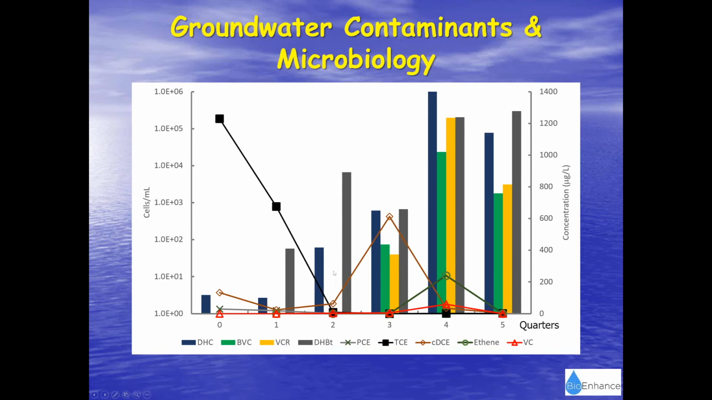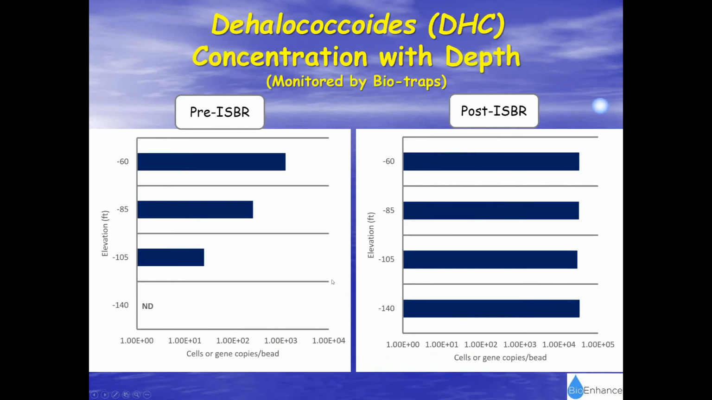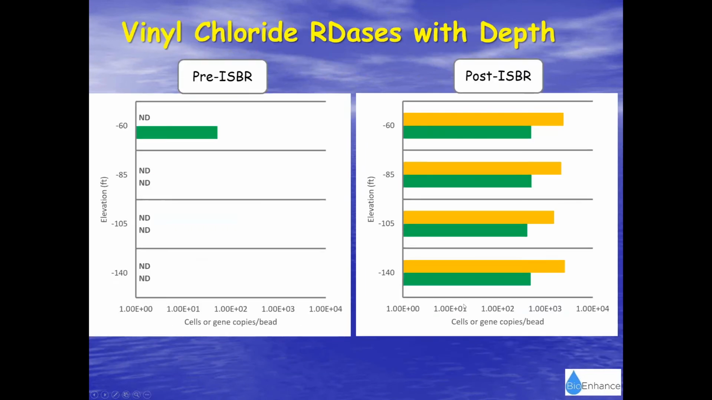And as you can see, corresponding with the decrease in concentrations, or the stimulation of the reductive dechlorination of the TCE and a little bit of PCE, there's a corresponding increase in the concentrations of the Dehalococcoides as well as these functional genes. Now, what's really interesting too, if we look at the distribution of the Dehalococcoides in this deep well prior to introduction of the in situ bioreactor and following introduction, as you can see, we've stimulated growth of the Dehalococcoides through the entire depth of that well.